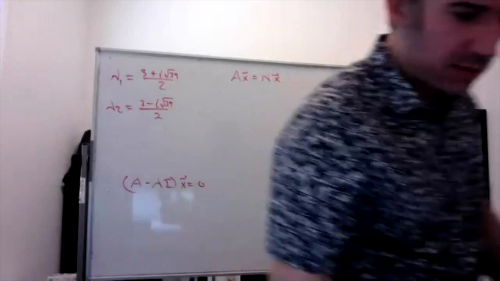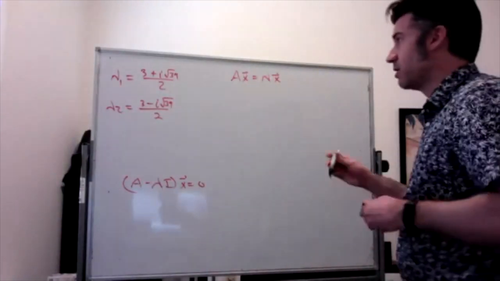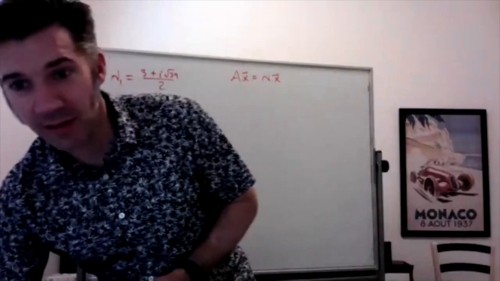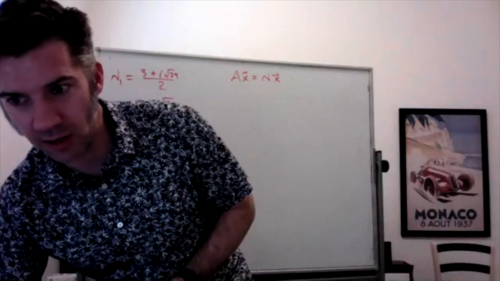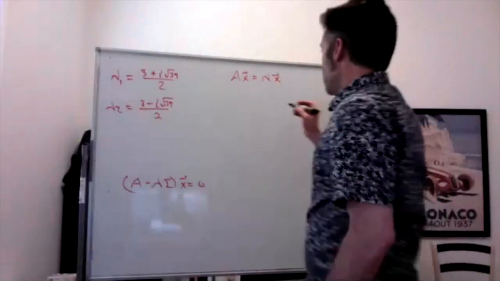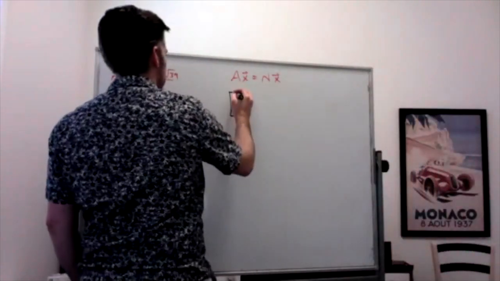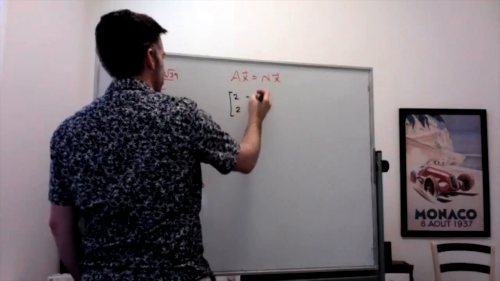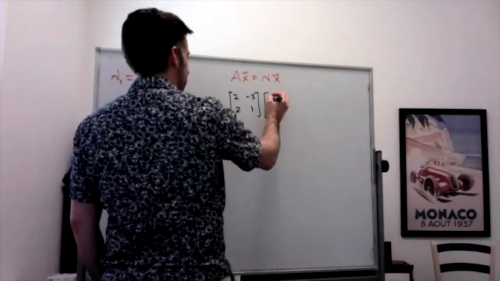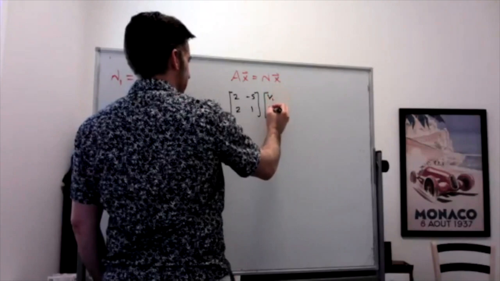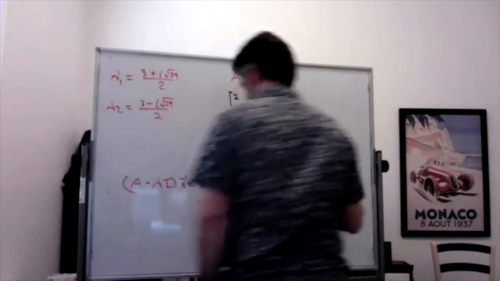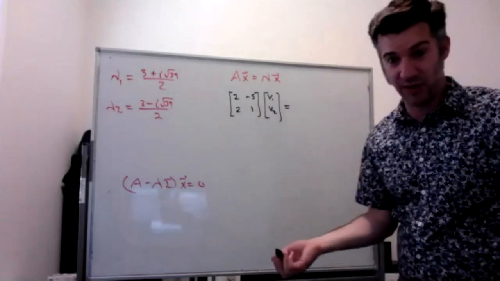So for the first one, my matrix, not my vector, my matrix was [2, -5; 2, 1]. So I'm doing [2, -5; 2, 1] times the vector I hope to find. Let's call it (v1, v2). You can call it whatever you want. Equal to, because it's going to be really not pretty.